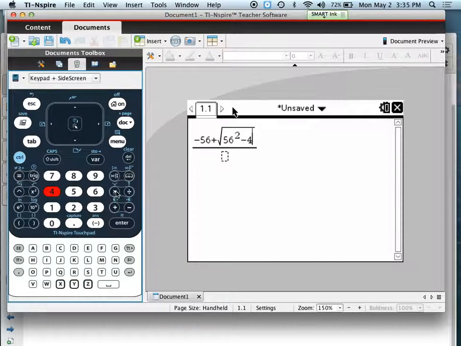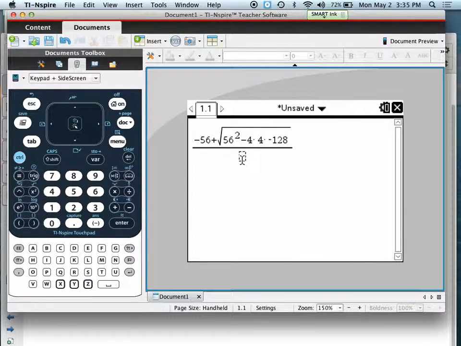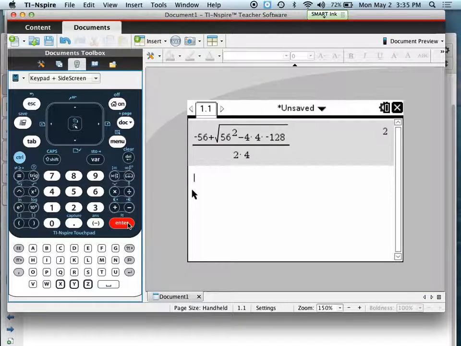Subtract 4 times negative 128. And we're going to divide all that by 2 times 4, which is 8. But I'll write 2 times 4 just so you see how I plugged everything in. And let's see what we get. We get 2. Now remember that there's 2 answers here.